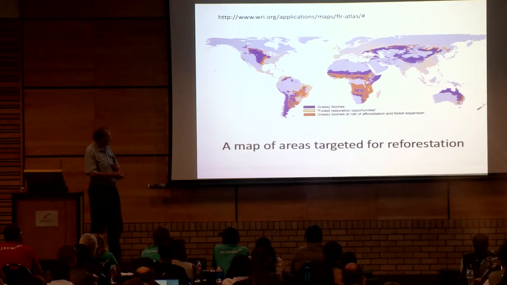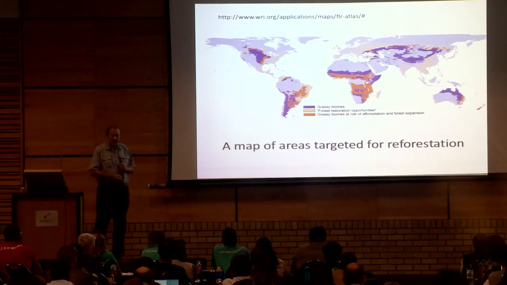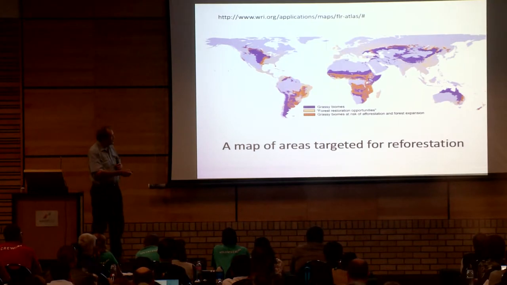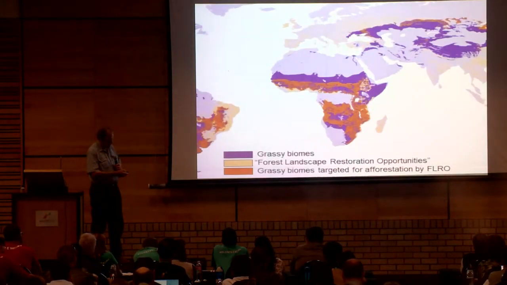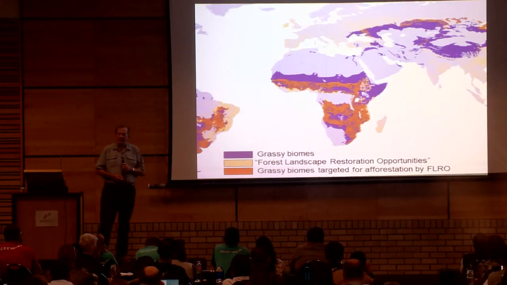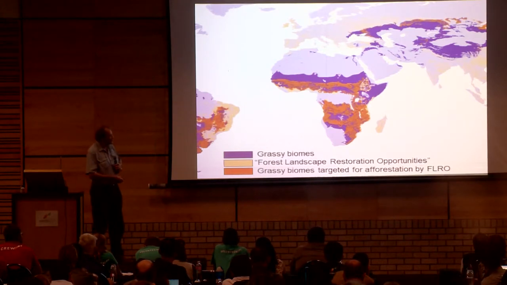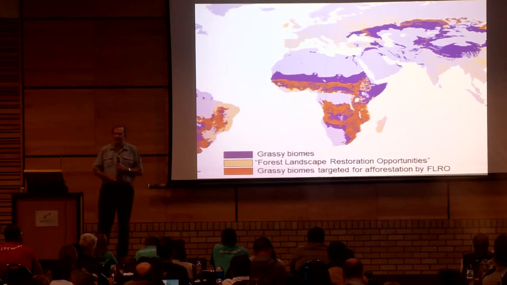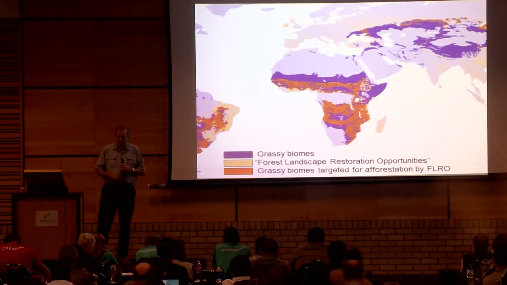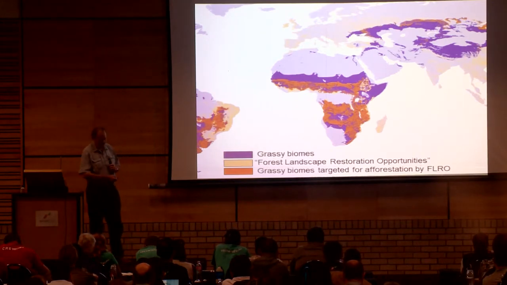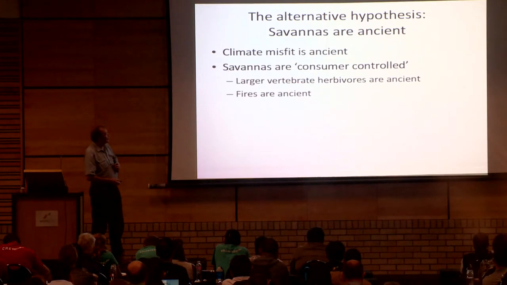Well, here's a map. These orange colors here indicate forest restoration opportunities, all the orangey and yellow bits. The key bit here for Africa is that the orange bits are grassy biomes. What we map is grassy biomes, what you would have seen in that satellite image that I showed you for Africa. So the forest restoration opportunities exactly overlie our savannas. And this is following this assumption that savannas are degraded forests.